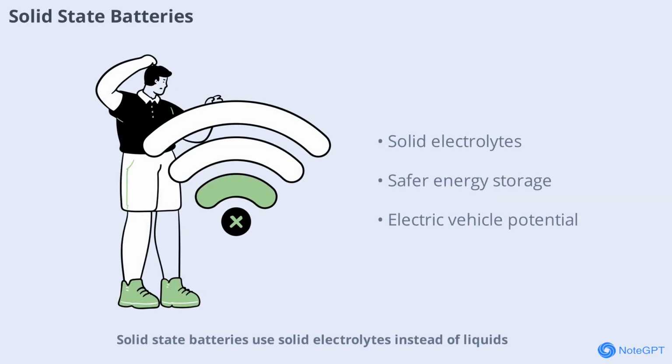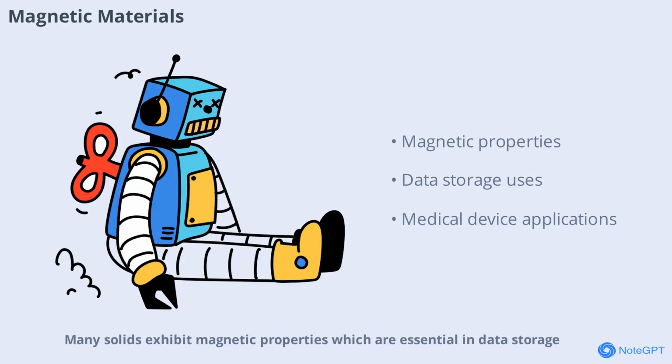Solid-state batteries use solid electrolytes instead of liquids, offering improved safety and energy density. These batteries are being developed for use in electric vehicles and portable electronics. The solid-state design reduces the risk of leaks and fires, making them a promising technology for the future of energy storage.